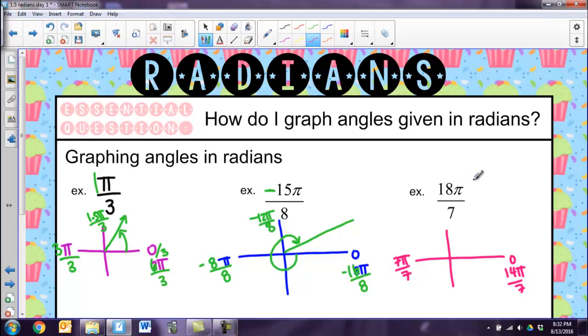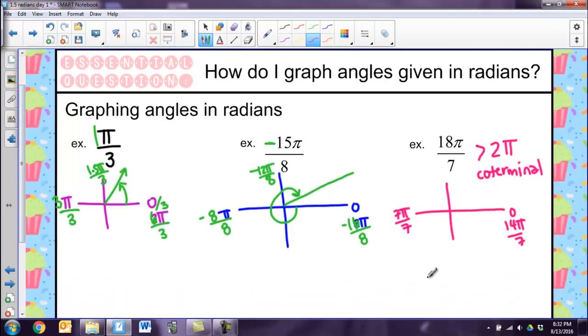And so what I need to do here is find a coterminal angle. Because this one is bigger than 2 pi, I'm going to find a coterminal angle. Remember, how I find a coterminal angle is I either add or subtract 2 pi from the given value. Because I know this is an angle bigger than 2 pi, I'm going to subtract 2 pi from it. So we already said 2 pi is 14 pi over 7. So I know that this one is coterminal to, equivalent to, it ends in the same spot as 4 pi over 7, which is way smaller, a little less scary.